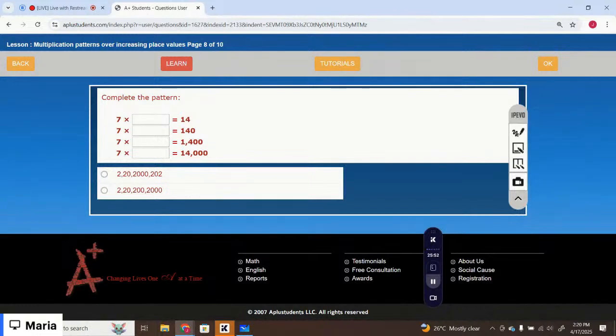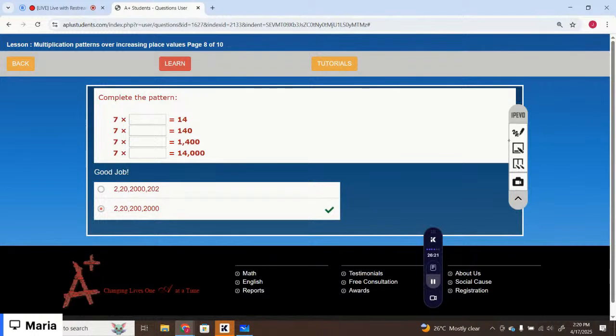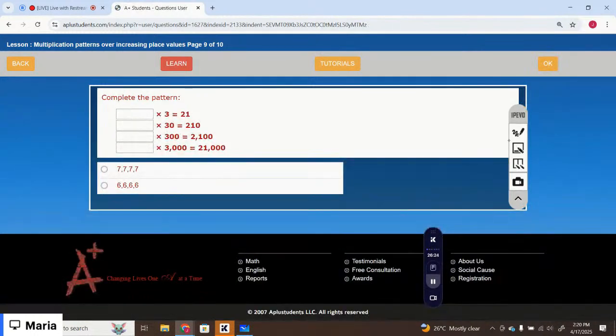Complete the pattern. So which number is it? Option number 2 is the correct option. That is 20, 200, and 2,000. Option number 2 is the correct option. Okay, you can complete the lesson by yourself later today. Let me just move on to the next lesson.